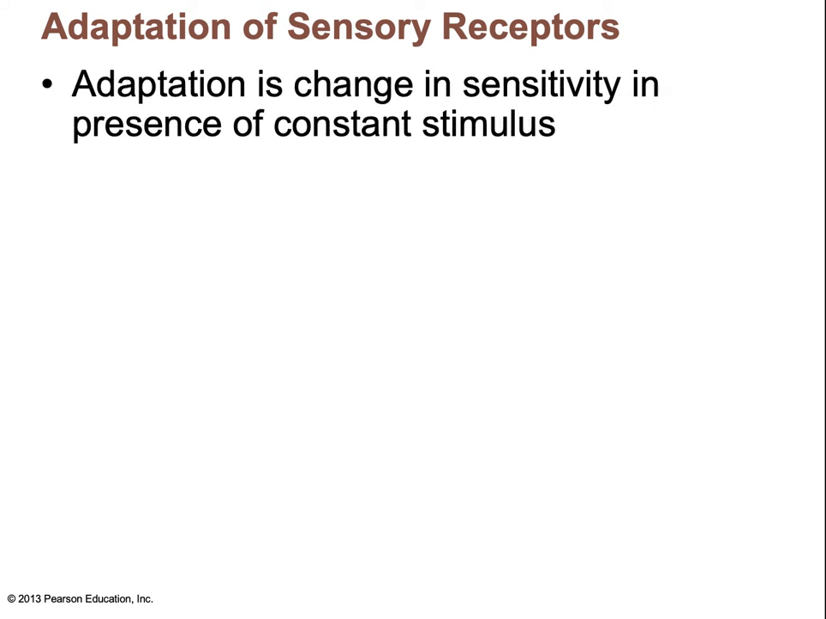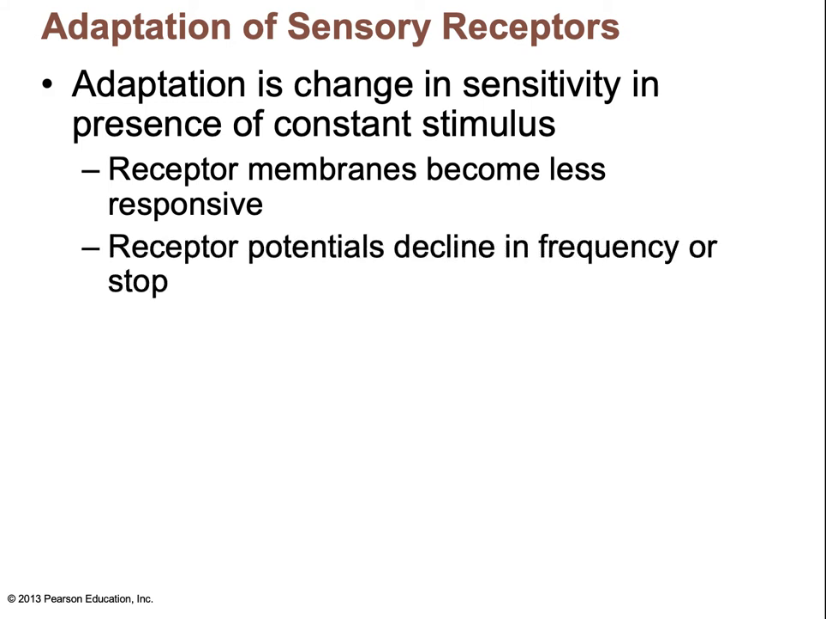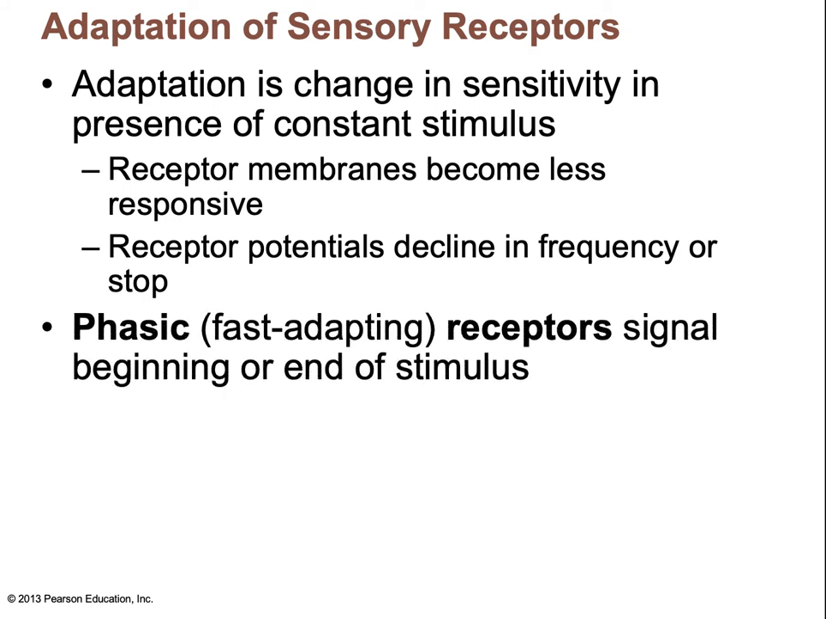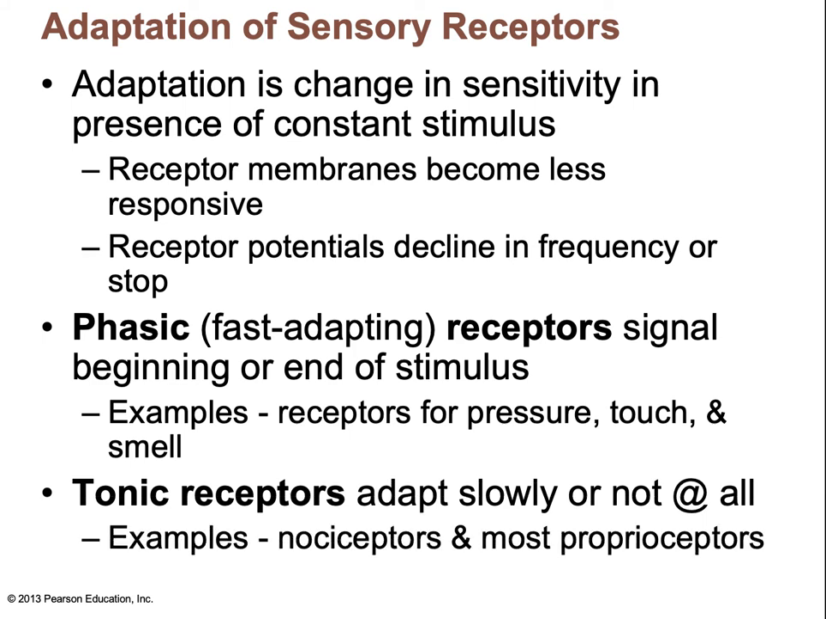Adaptation is the change in sensitivity to the presence of a stimulus that's there all the time. Receptor membranes become less responsive over time if they adapt, and the potentials decline in frequency or they eventually stop. Phasic receptors signal the beginning or the end of the stimulus, and they're termed fast adapting. So they lose their kick quick. Examples include receptors for pressure, touch, and smell. Tonic receptors adapt either slowly or they don't adapt, and examples include nociceptors and proprioreceptors.